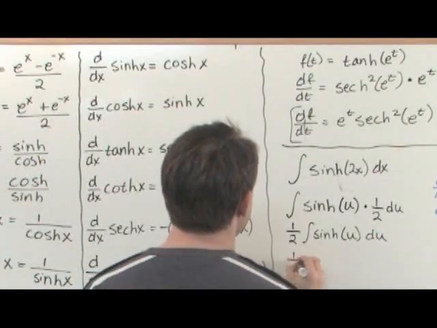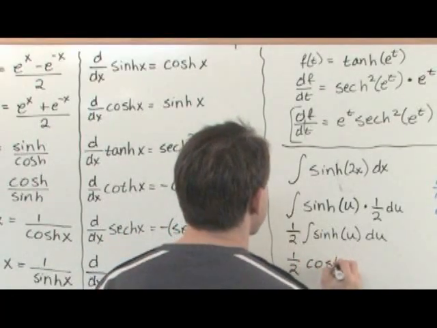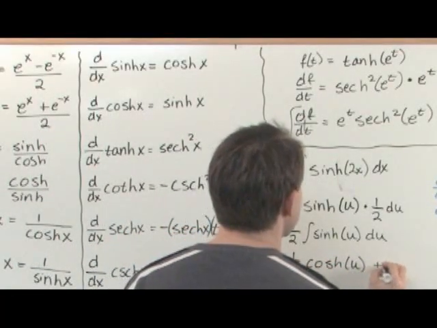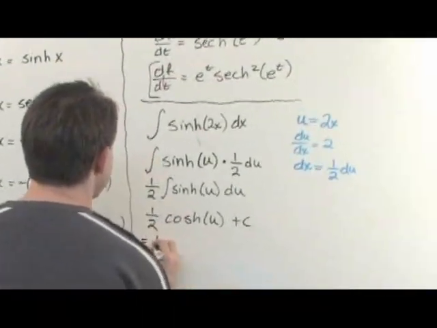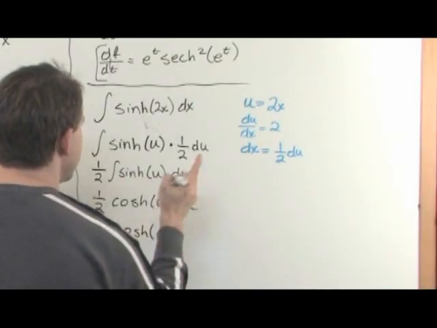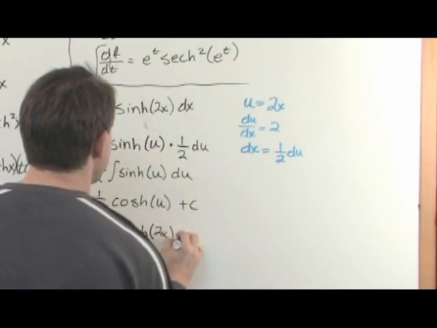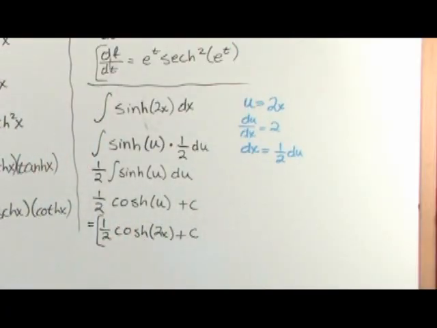So you would say it's 1/2 times the hyperbolic cosine of u plus a constant. Then finally the last step is you just plug in what u was. Hyperbolic cosine of 2x plus a constant, because anytime you do an indefinite integral, you always have to add that constant. So 1/2 hyperbolic cosine of 2x plus c.